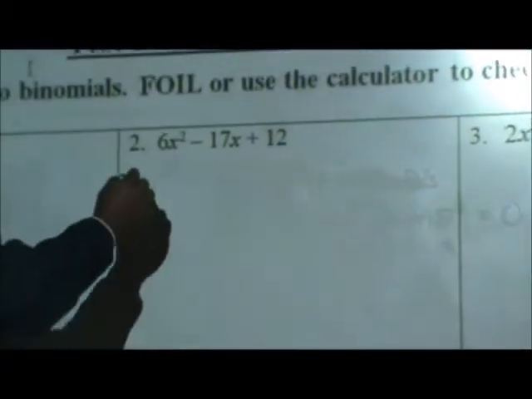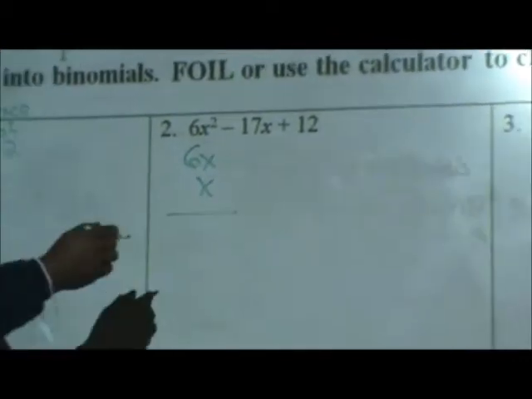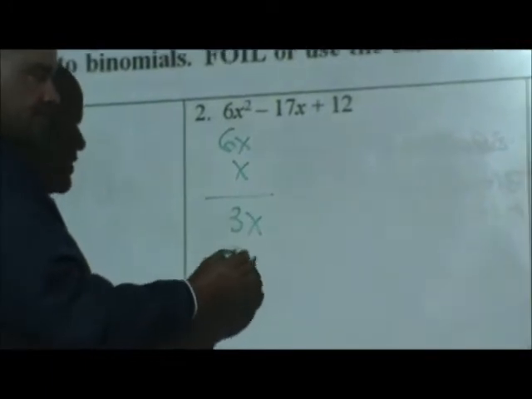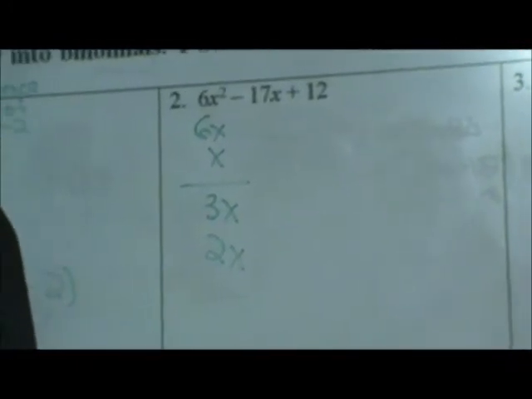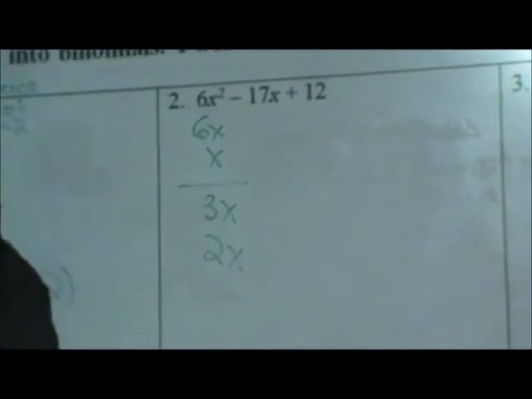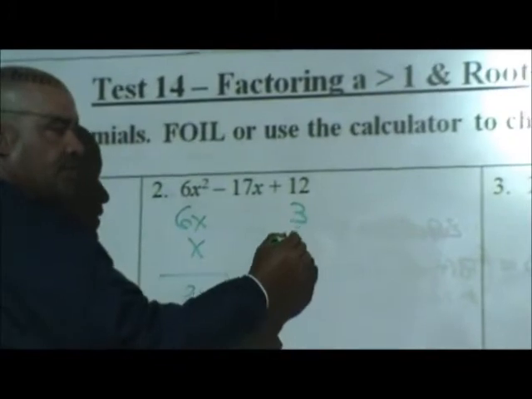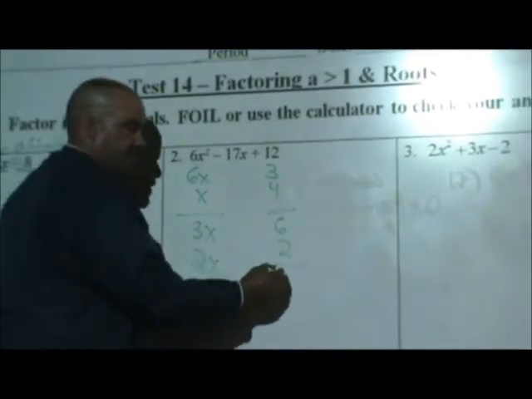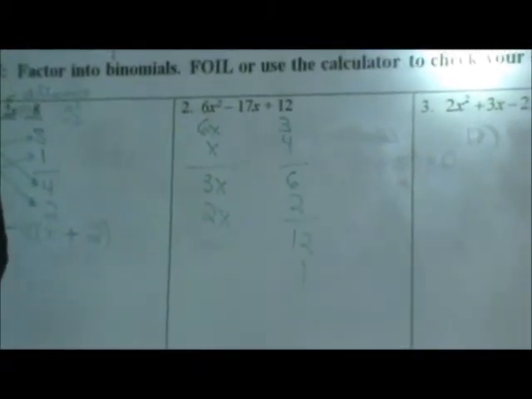Number 2. I have 6x and x, or 3x and 2x. 12. A lot of things give me 12 when I multiply, right? Remember your teacher flashing cards at you? When did you say 12? When 3 times 4 was up there, and 6 times 2 was there, and just maybe it'll be 12 times 1. Okay?